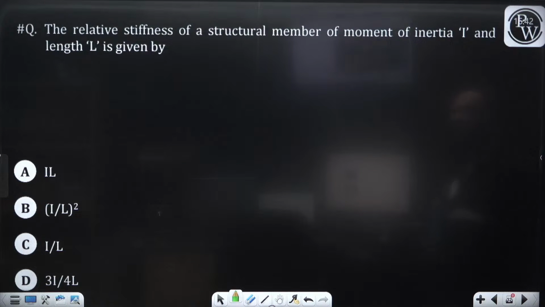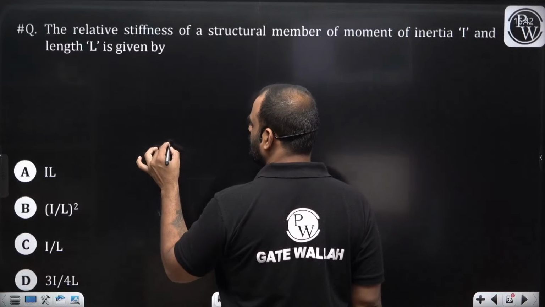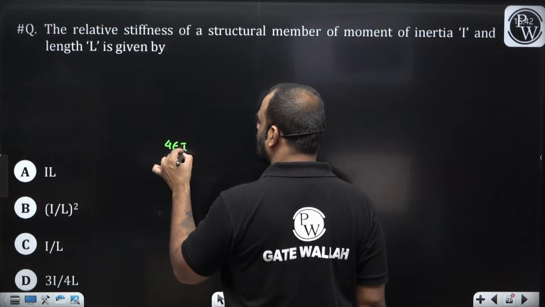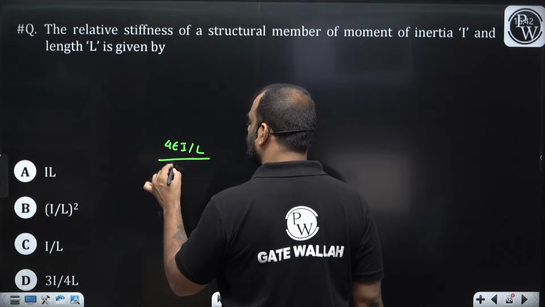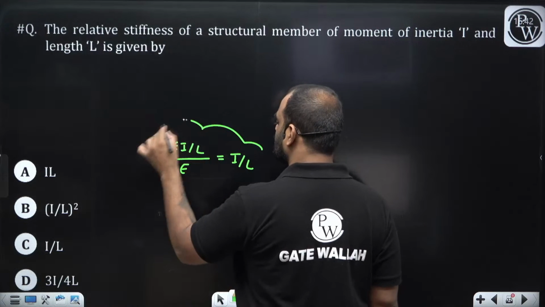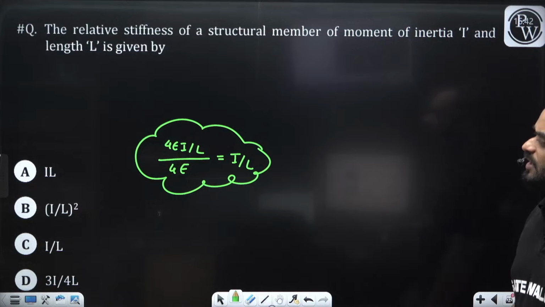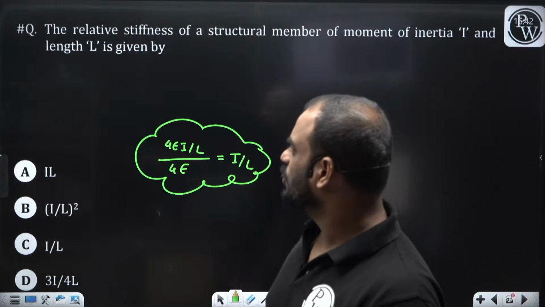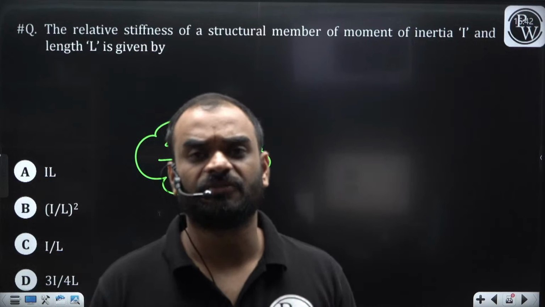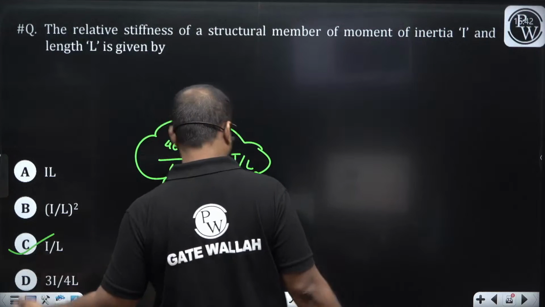Right? Now relative stiffness of a structural member of moment of inertia I and length L is given by what? You know that guys, usually the stiffness which we write is 4EI by L. If you divide it by 4E, you will get I by L as a relative stiffness. So if in the question it is not mentioned whether the far end is fixed or hinge or free end, what will you consider? Consider far end as fixed and get your answer. So C is the correct answer, guys.